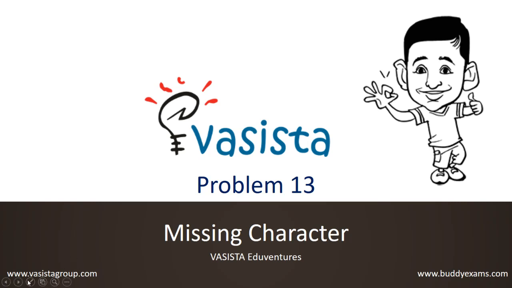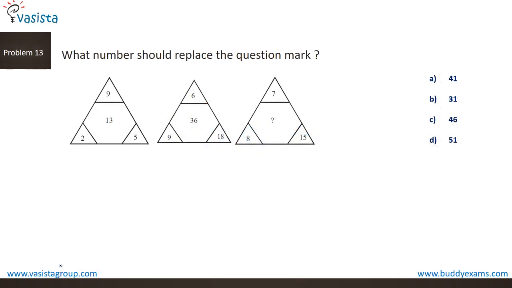Fine. Problem number 13, the missing character. Let us solve this. See what number should replace the question mark. Right here 9, 2 and 5, so 13 we should get, and 6, 9, 18, we should get 36. The same pattern we are supposed to adapt here.